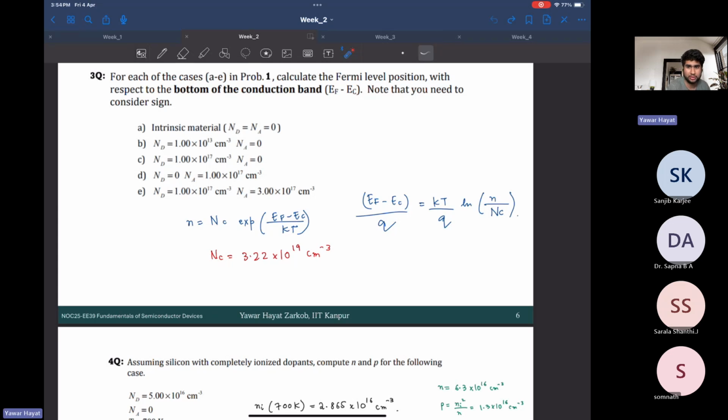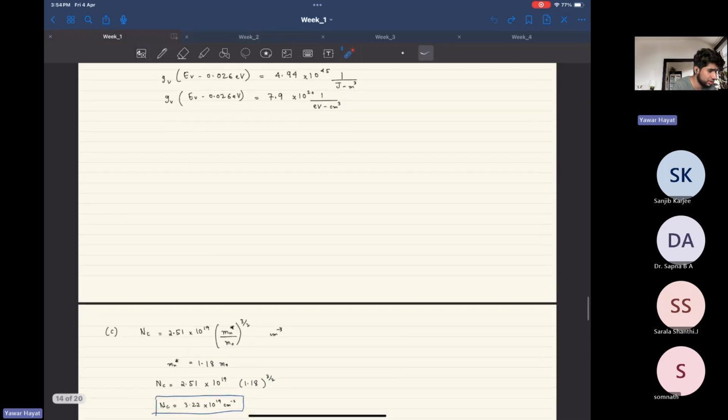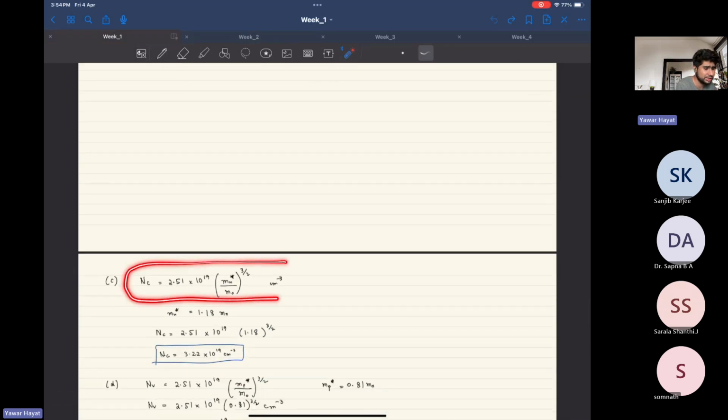Okay, what was the formula in general? I mean, this is for silicon, I believe. If the material is not silicon, then the ratio of the effective mass to the rest mass would be different, and you need to plug that into the equation that I had shown. If you want, I can show you again. This was that formula, right?